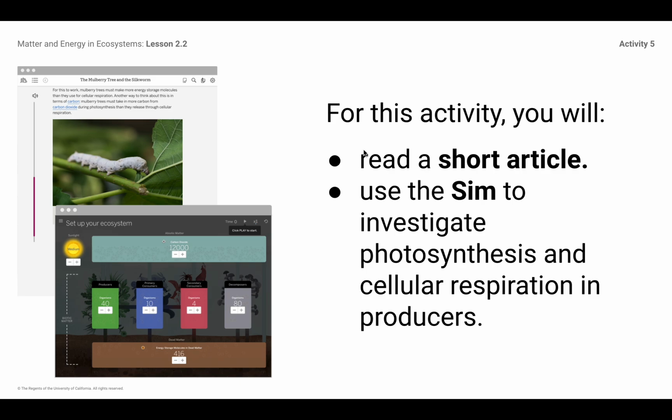I don't want to use homework as a punishment. And like I said, if you feel like you're interested and you want to learn more about the silkworm, this is actually kind of an interesting article, not super long at all. So it's there if you want it. Hopefully you guys aren't mismanaging your time, but just know that it's there.